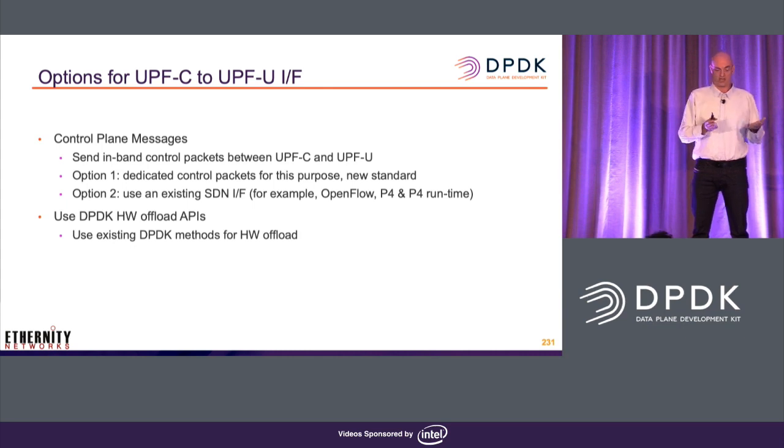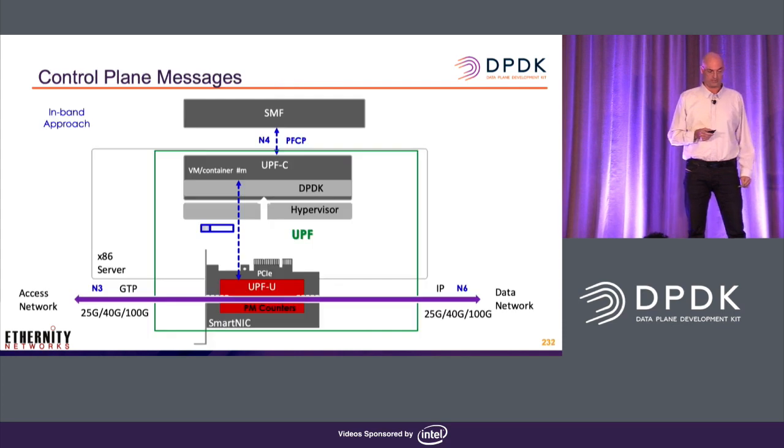So first we can try to define some kind of new protocol, and the second option is to use an existing protocol. Another option is to use RTE flow. As you can imagine, this is what we think is more efficient and what should be the case, and what we propose for the community to accept.